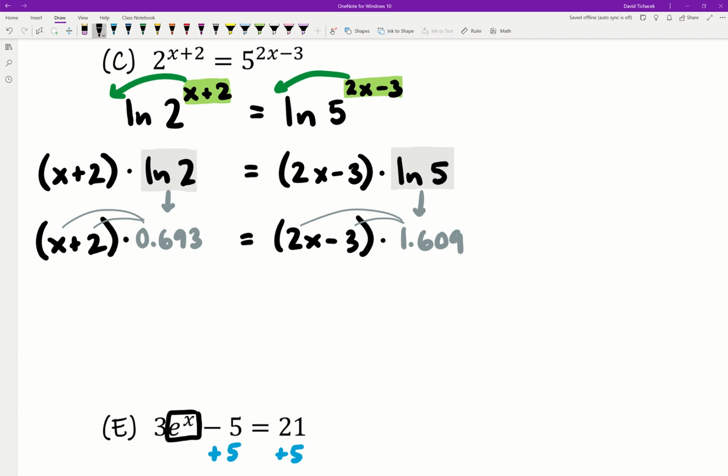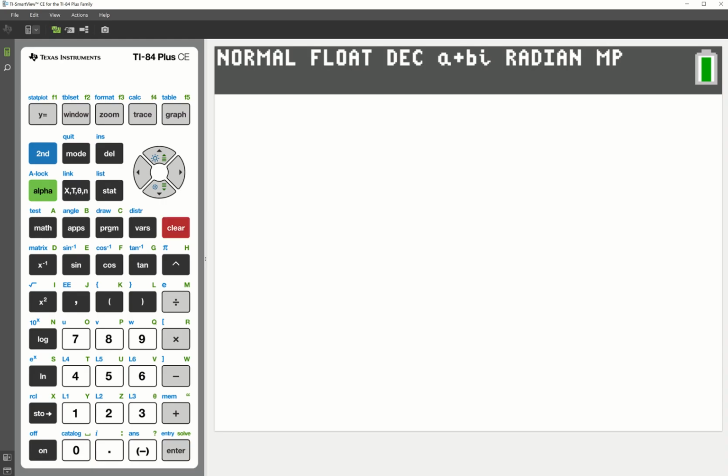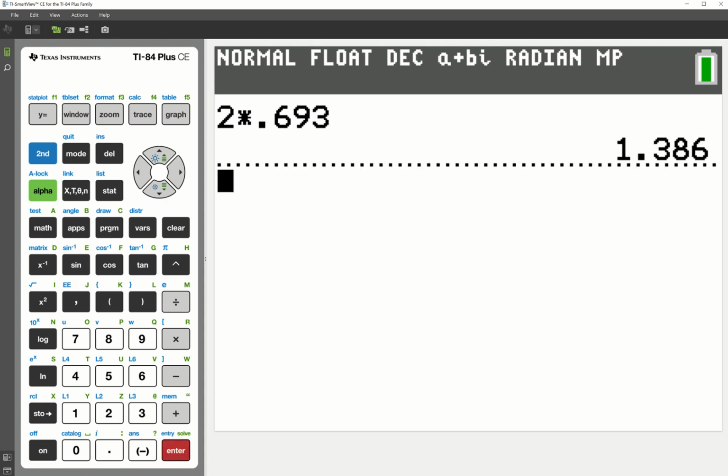So when we distribute on the left-hand side, we're going to get 0.693x plus, and then we want to do a 2 times 0.693. So we can go to the calculator, do a 2 times 0.693, and that's going to give us 1.386.